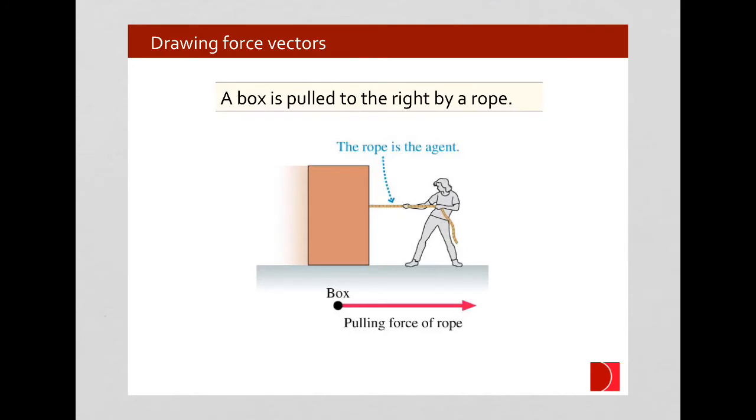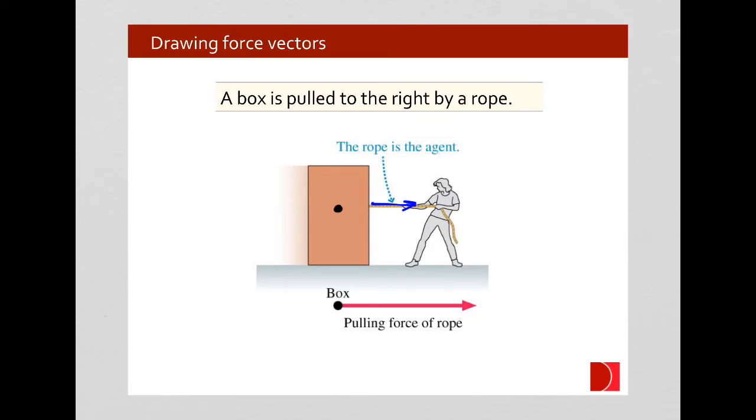We could have a force being applied to a box that's being pulled by a rope. In this situation, the rope is the agent. The rope and the person are pulling the box to the right. And so what we're doing is we are treating the box, although it has size, it has 3 dimensions of taking up space, as a single point. We're going to treat it as existing at its center of mass, and we're going to look at the force being applied to that box.